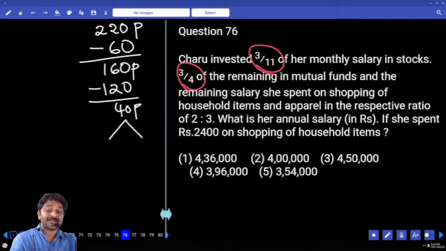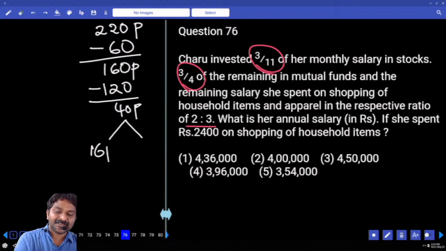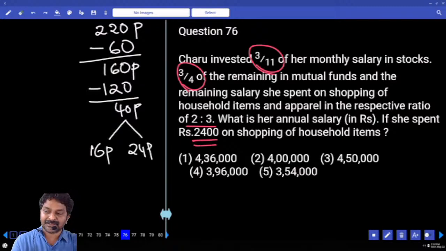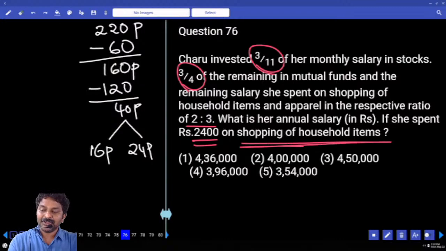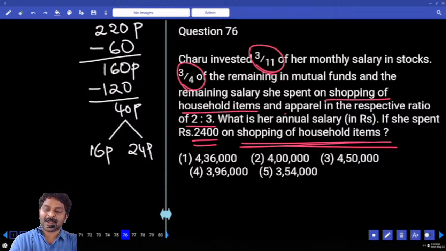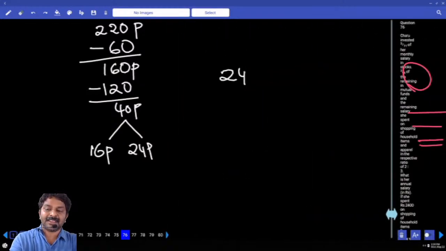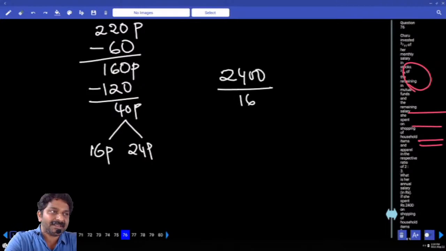And this 40 parts is divided in the ratio 2:3, 5 parts, 5 8 times, right? 2 into 8, 16 parts, 3 into 8, 24 parts. 2400 is amount spent on shopping household items. It is shopping on household items to the apparel. Shopping on household items is 16 parts only. That means 2400 is equal to 16 parts. 1 part is equal to 2400 by 16. Correct.